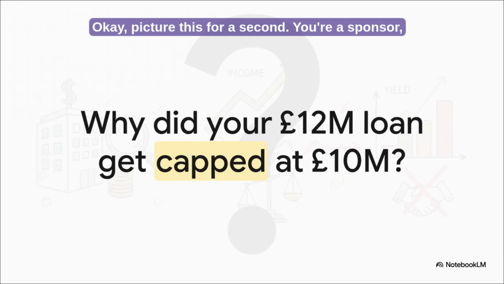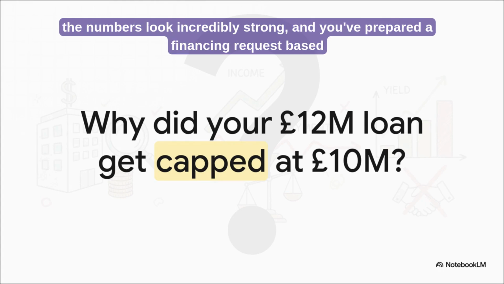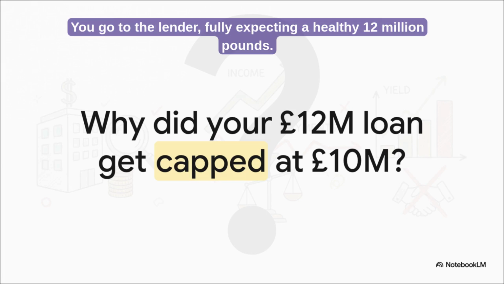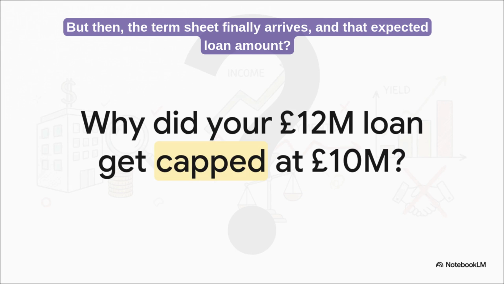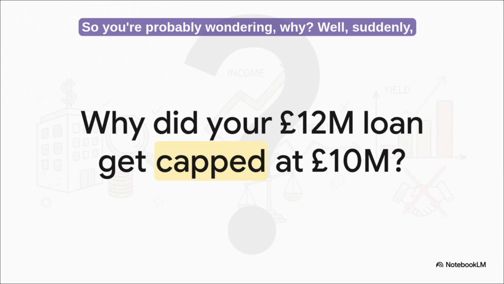Okay, picture this for a second. You're a sponsor, you've just found this absolutely fantastic commercial real estate asset, the numbers look incredibly strong, and you've prepared a financing request based on a very solid target loan to value, or LTV. You go to the lender fully expecting a healthy 12 million pounds. But then, the term sheet finally arrives, and that expected loan amount has been unexpectedly and firmly capped at just 10 million pounds. So you're probably wondering, why?